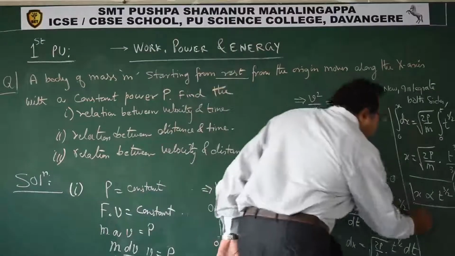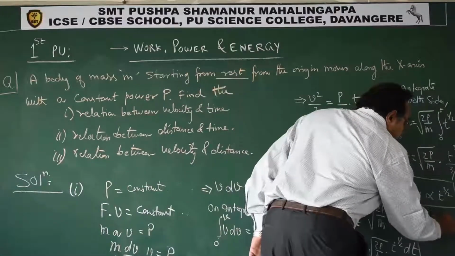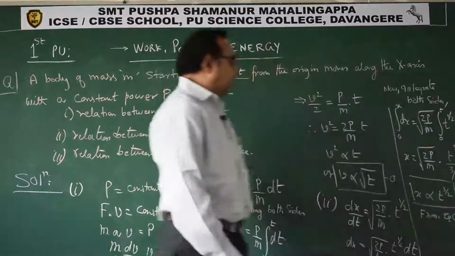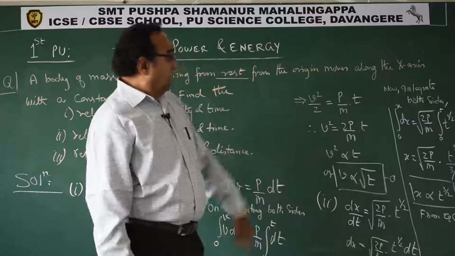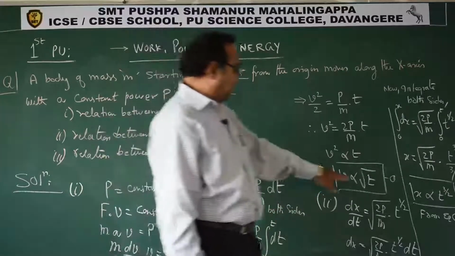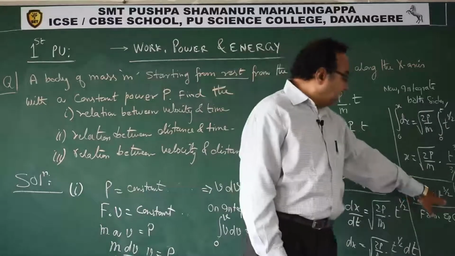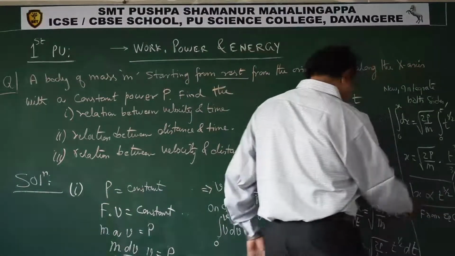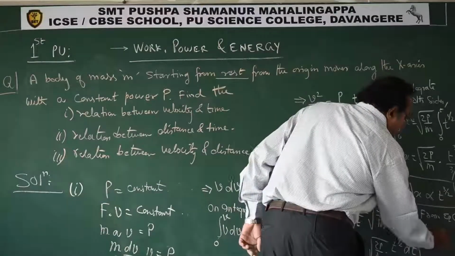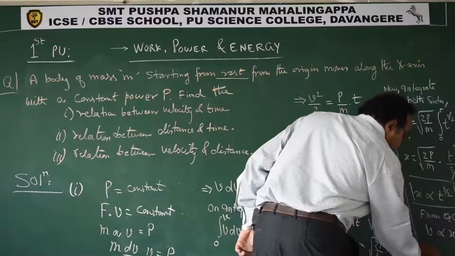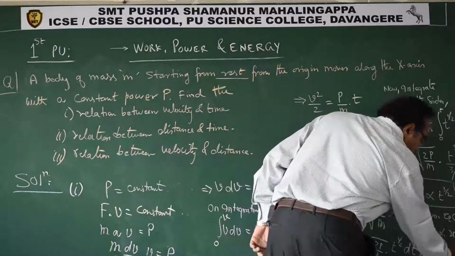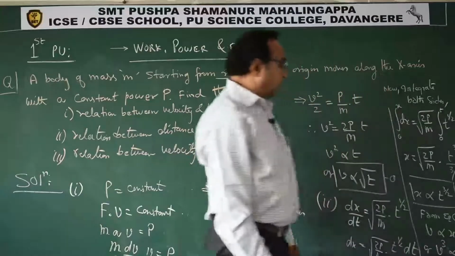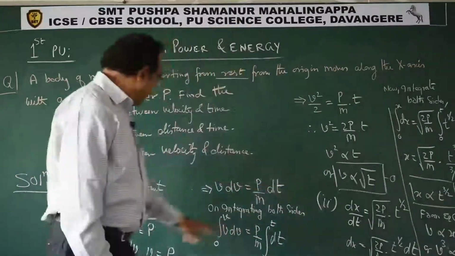Now from equation 1 and equation 2, what can we write? x power 1 by 3. See here, this is root t. So if I keep root t here, then I will get x power 1 by 3 here. So we can say v is proportional to x power 1 by 3, or v cube is proportional to x. This is the relation between velocity and distance. That is the third one.